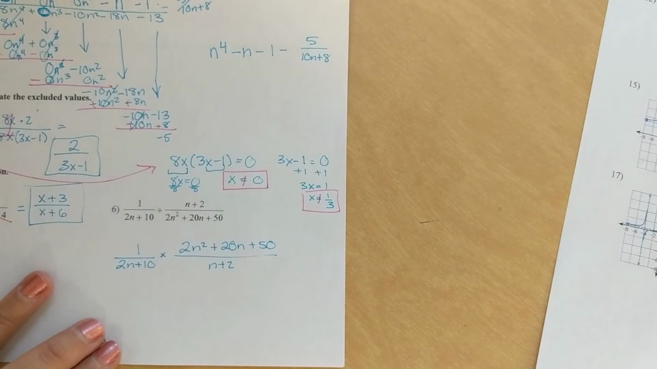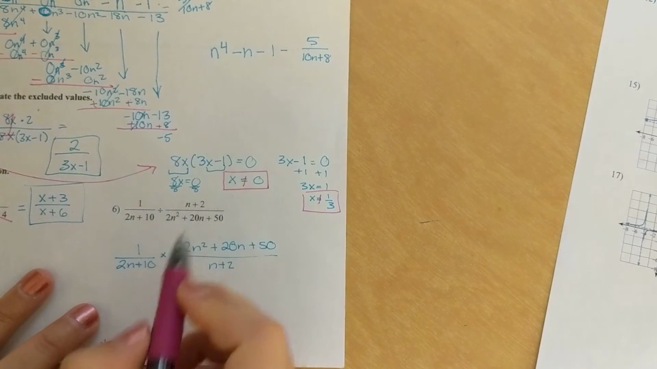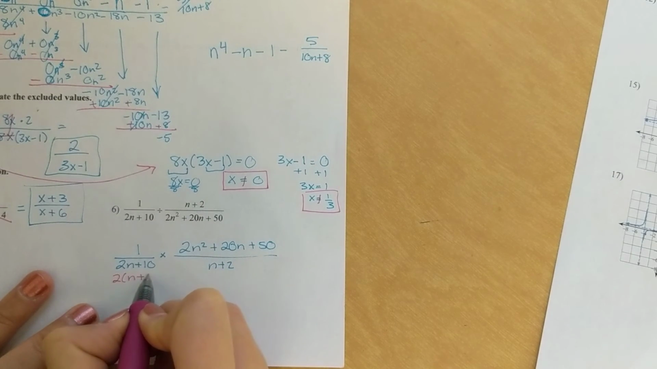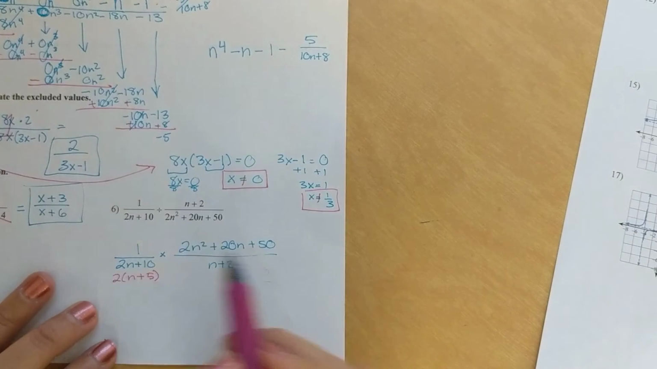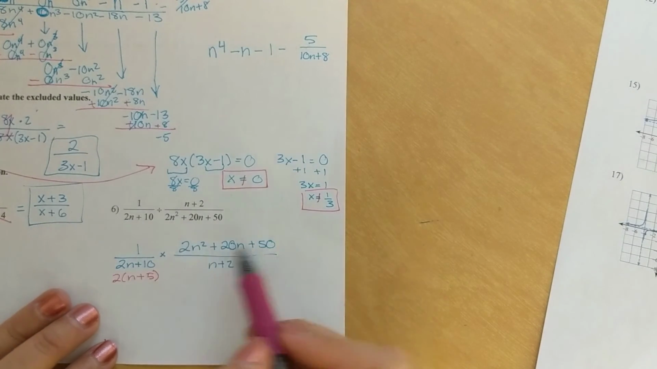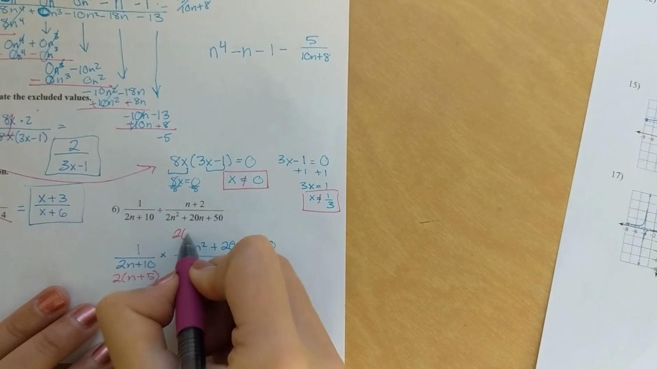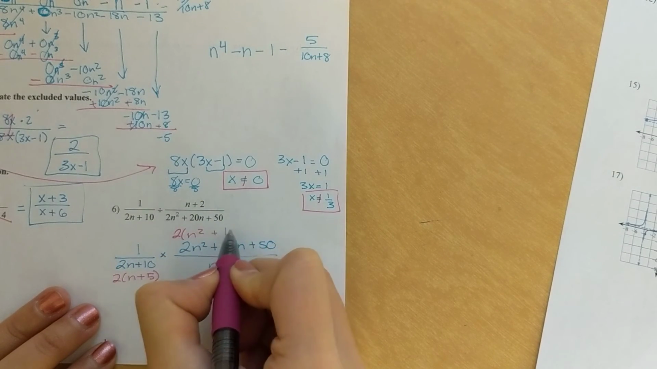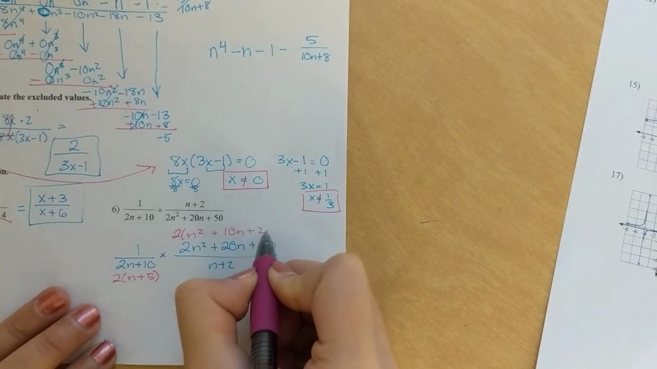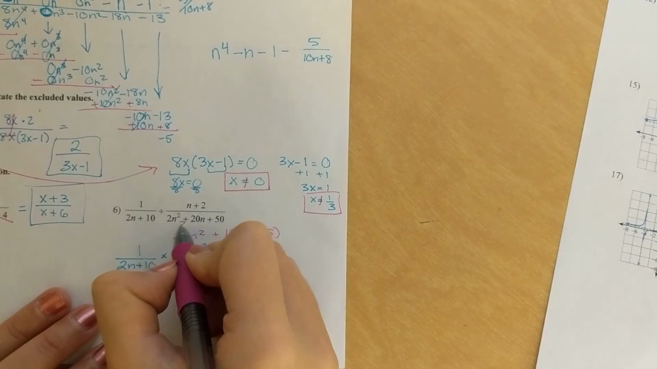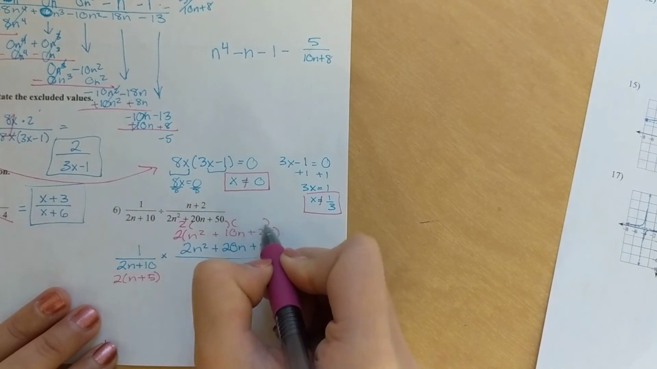All right, so let's factor anything that we can. There's a GCF for these two, which is 2, and n plus 5 is left there. And then this one I can factor. This is a trinomial. There is a GCF, which is 2. n squared plus 10n plus 25. And you can actually factor that one step further using p's and q's.